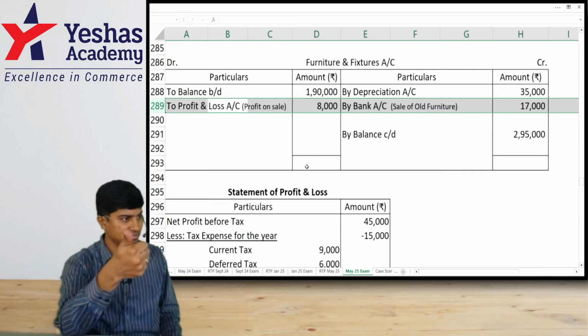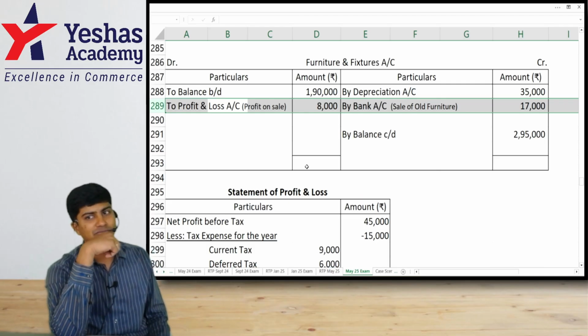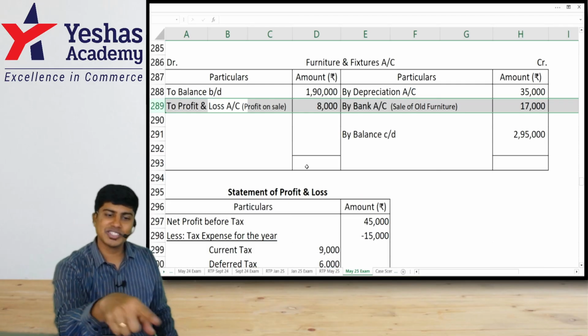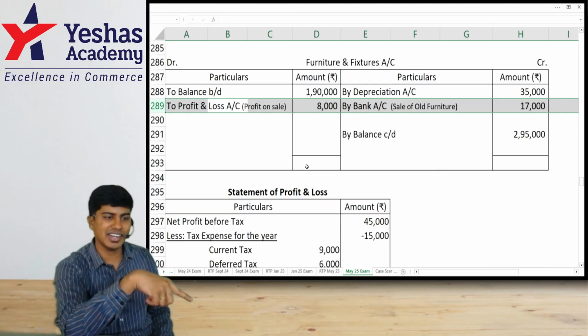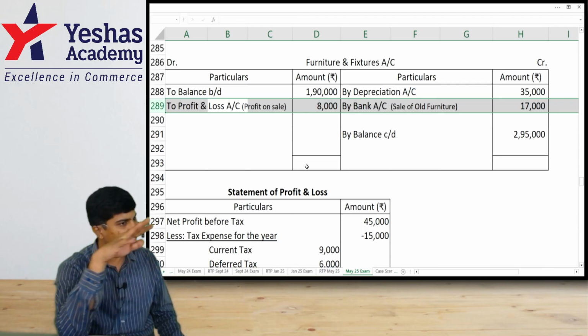Selling price is 17. Profit is 8. What is the cost of furniture sold? 9,000. I should have credited 9. So instead I've credited 17, the selling price, and debited profit, which will come in the P&L account as credit. I hope everyone understood this.